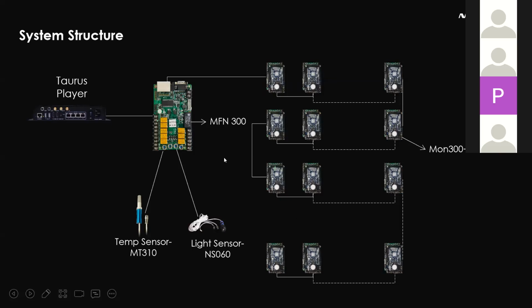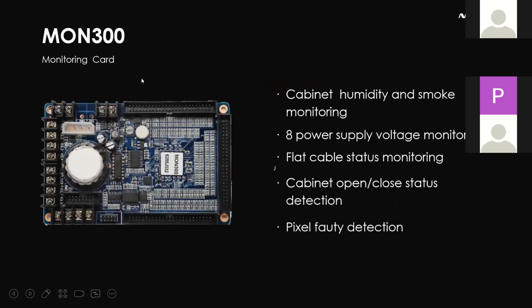Okay, let's continue. So what is the details about the accessories? We can check it one by one here. The first one is the important accessory, our monitoring card, MON 300. Let's check the photo. This is the photo of MON 300.